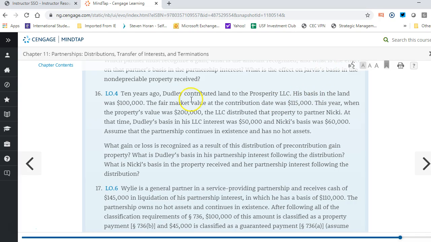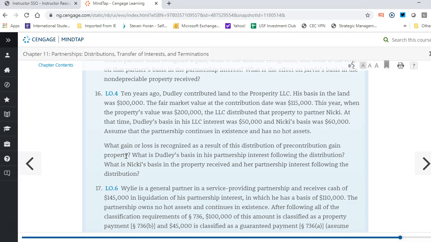Question 16 says 10 years ago, Dudley contributed land to the Prosperity LLC. His basis in the land was 100. The fair market value at the time of contribution is 115. This year, when the property's value was 200, the LLC distributed the property to partner Nikki. At the time, Dudley's basis in the LLC interest was 50, and Nikki's basis was 60. Assume the partnership continues in existence and has no hot assets. And if you recall from the chapter, hot assets are primarily inventory and receivables. What gain or loss is recognized as a result of this distribution of pre-contribution gain property?